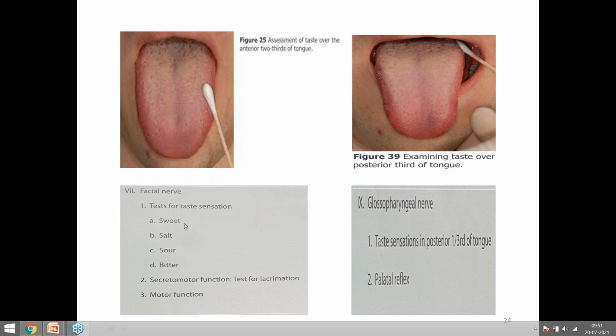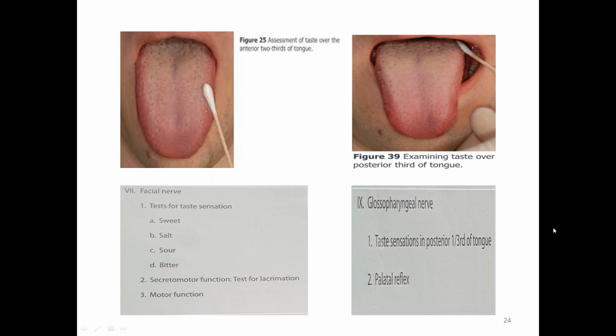So here, for each taste, you will say present or absent based on what the subject shows you, which card or which taste the subject indicates to you. And similarly, for glossopharyngeal nerve, again, there are other things to check for when we do the cranial nerve testing, like a palatal reflex. Again, something we're not concerned with today. We are only going to mention the taste sensations in posterior 1/3 of the tongue. Again, you can mention all 4 there and mention if they are present or absent.